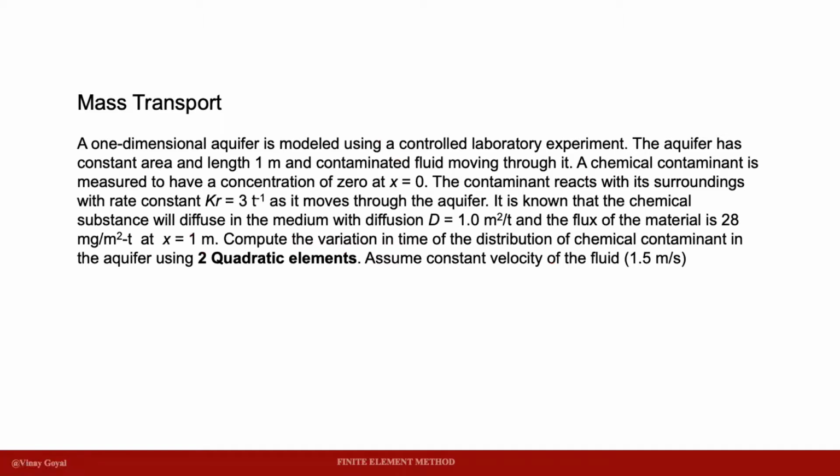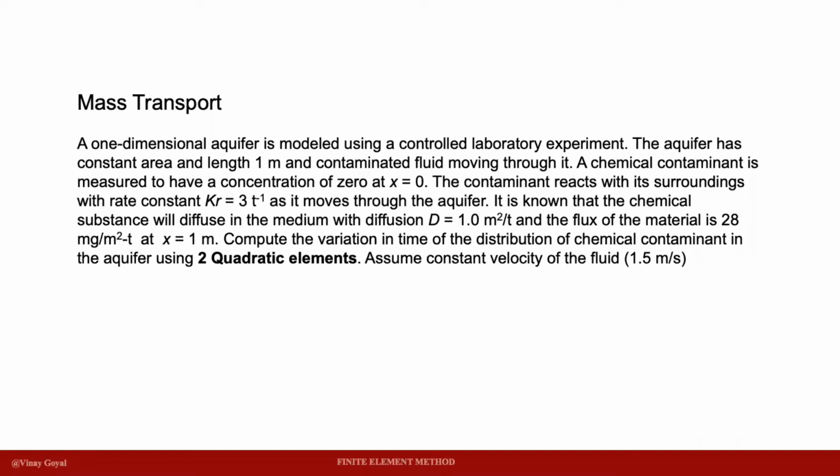In this mass transport problem, a one-dimensional aquifer is modeled using a controlled laboratory experiment. The aquifer has constant area and length of 1 meter, and contaminated fluid is moving through it. A chemical contaminant is measured to have a concentration of 0 at x equals 0. And the contaminant reacts with its surroundings with a rate constant Kr as it moves through the aquifer.